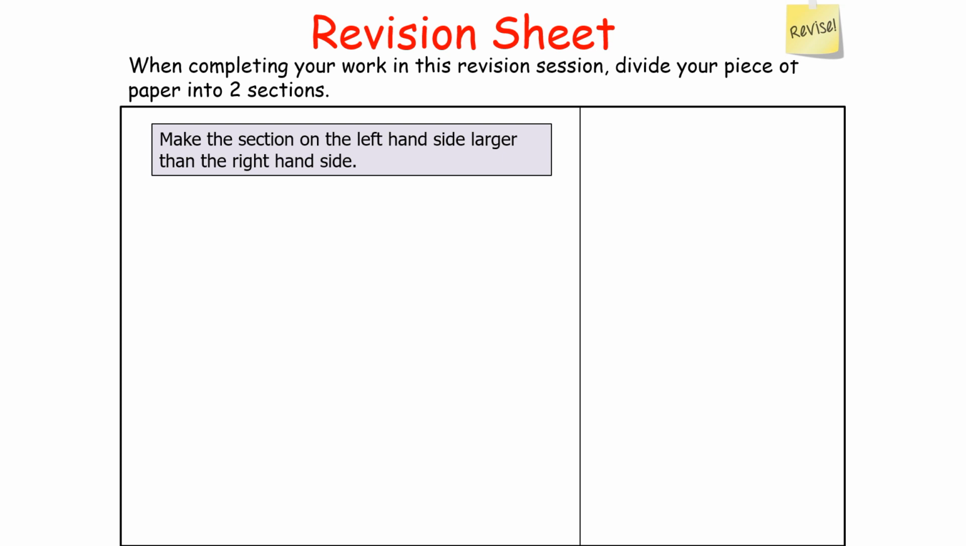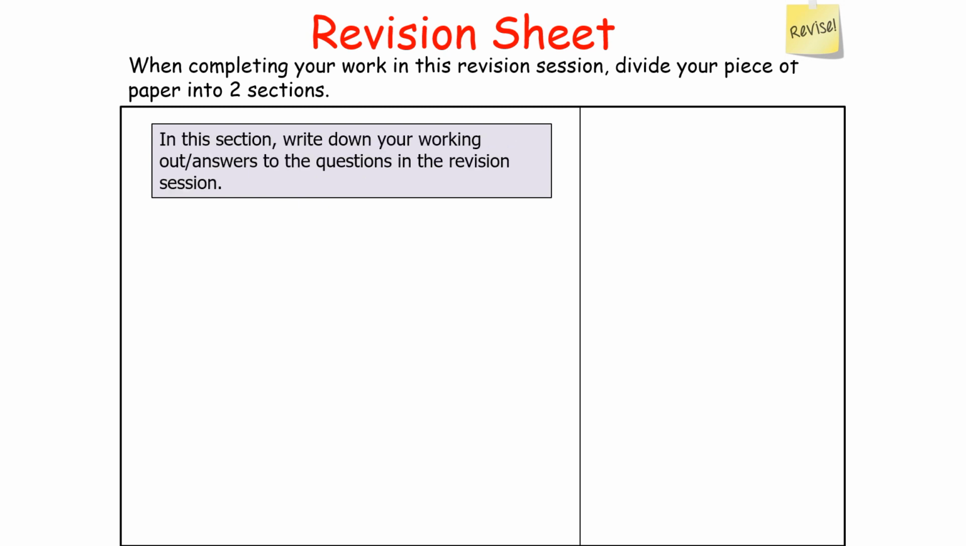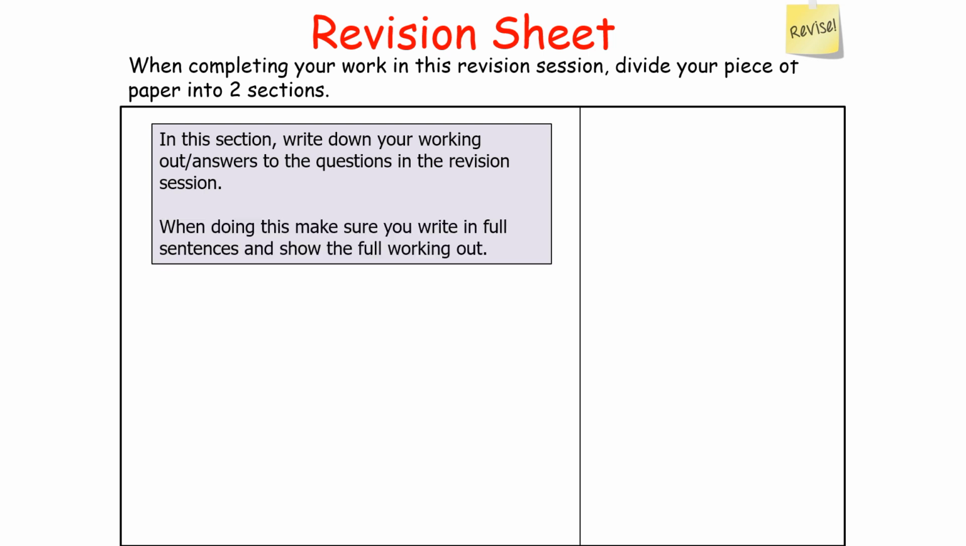When completing your work in this revision session, divide your piece of paper into two sections. Make the section on the left hand side larger than the right hand side, and in this left hand side section write down your working out and answers to the questions. Make sure you write out in full sentences and show your full working out.